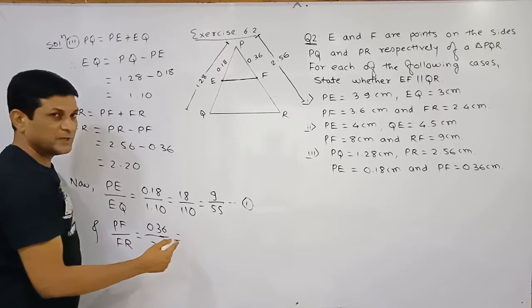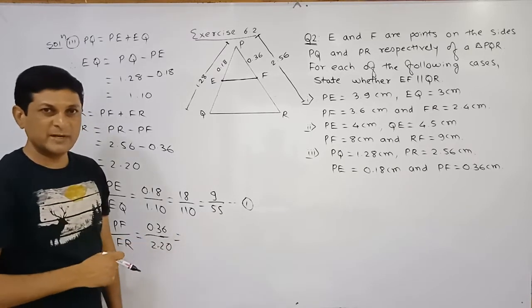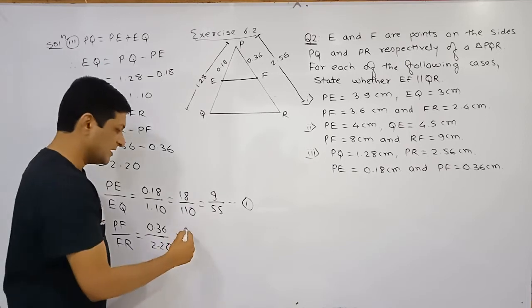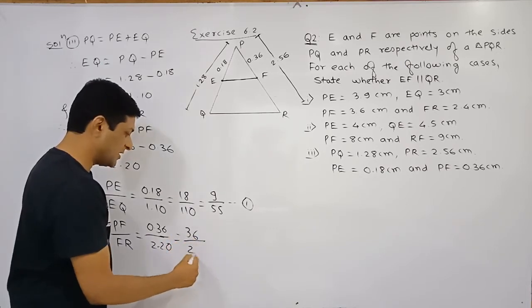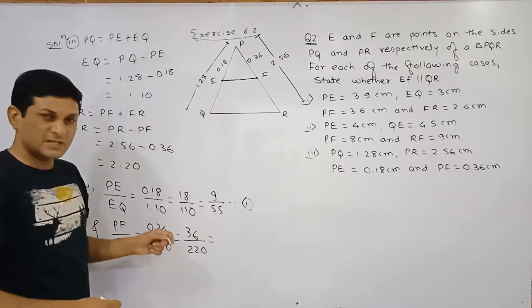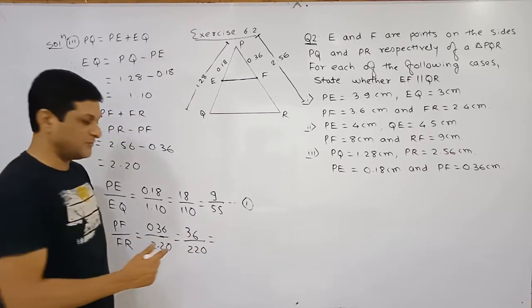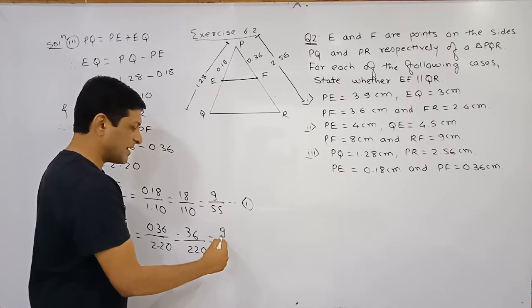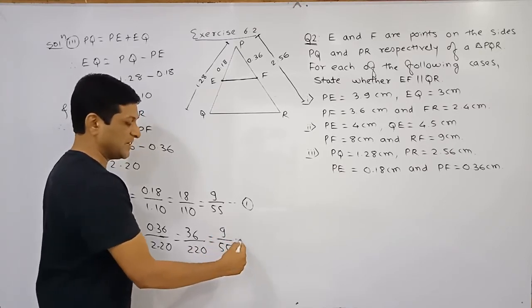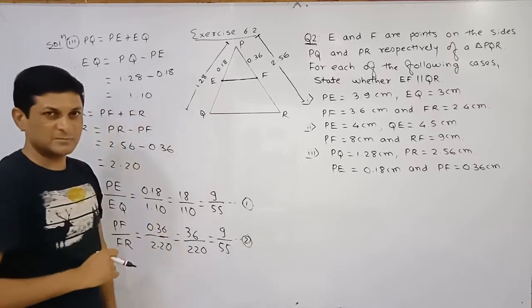Here also, to eliminate the decimal point from numerator and denominator, we multiply the numerator and denominator by 100. So what we will get here? 36 upon 220, which is equal to, we can observe that both the numbers are divisible by 4. Dividing the numerator by 4, we get 9, and dividing the denominator by 4, we get 55. Let us denote it by equation number second.